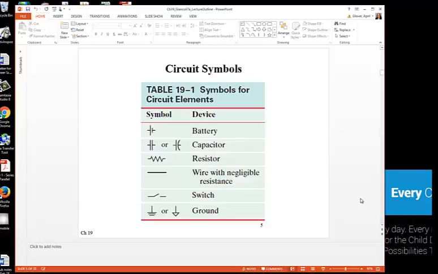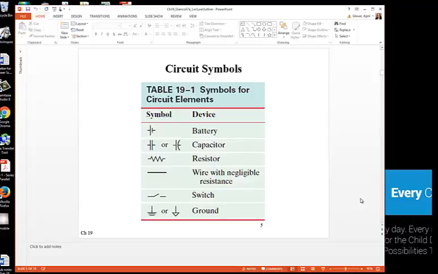The next one is a switch. You'll notice the switch is actually open, which means the current's not flowing because there's a break in it. So in this case you have an open switch there. An open switch means the lights are off. If it was a closed switch, it would just look like a normal wire.